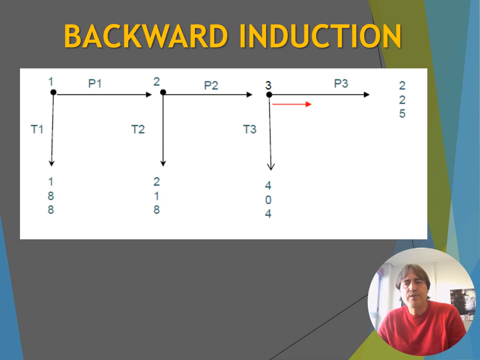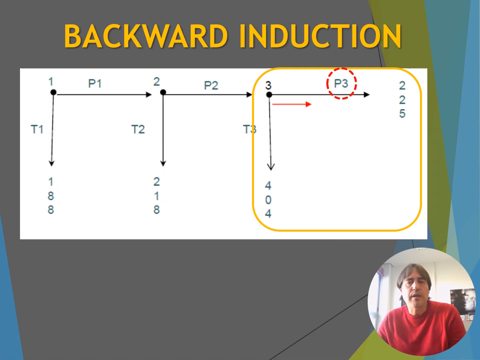The first step is to consider one by one all the terminal nodes. That is, those where all actions or arrows point directly to a vector of payoffs. In the example, there is only one, that of player 3. If the game reached this node, what would player 3 choose? Clearly, the action leading to the highest personal payoff, in this case, playing P3 and winning 5.